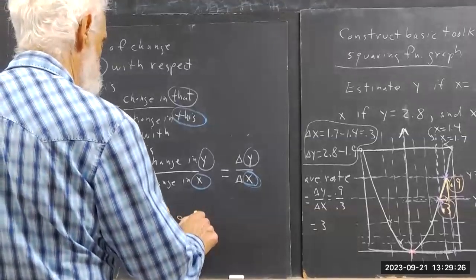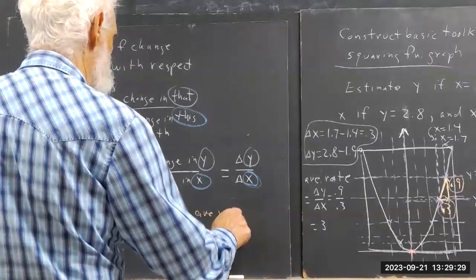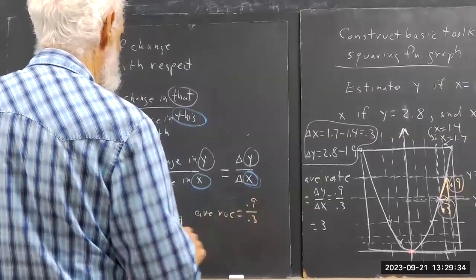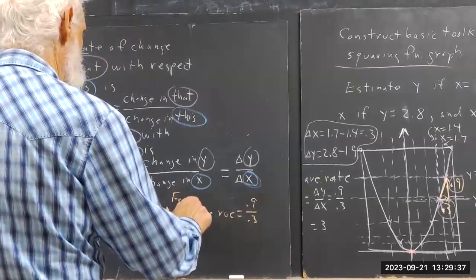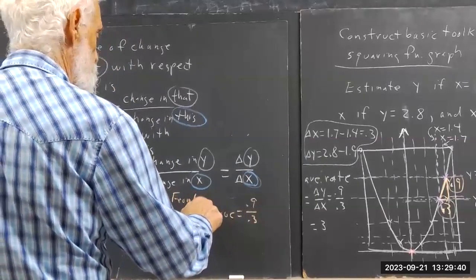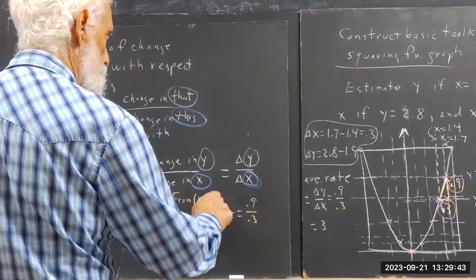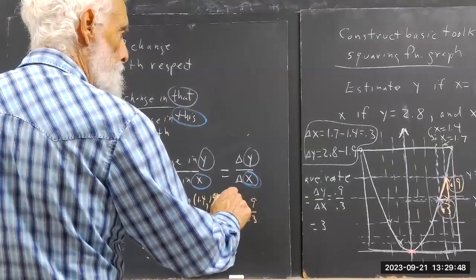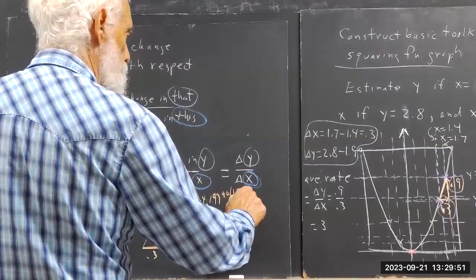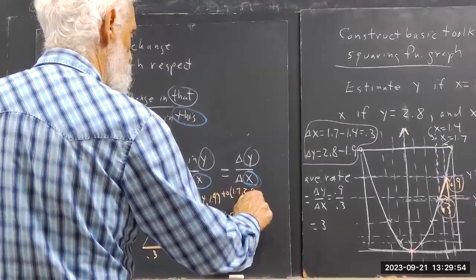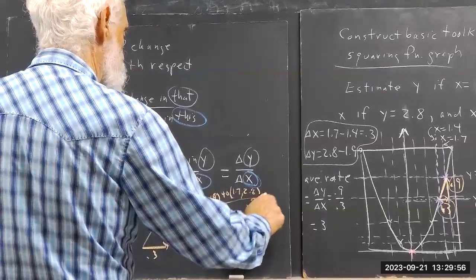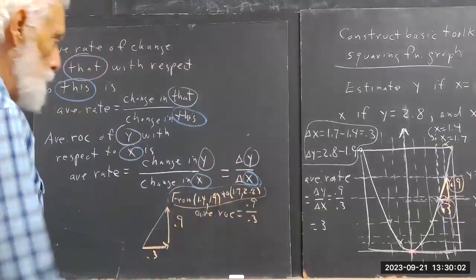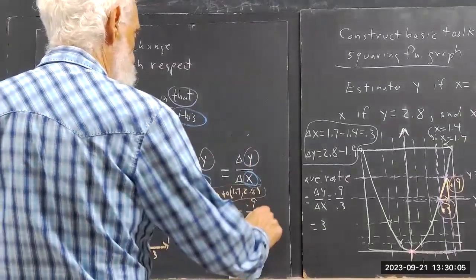So the average rate of change, if it says from 1.4, 1.9 to 1.7, 2.8, the average rate of change is 0.9 over 0.3 equals 3.